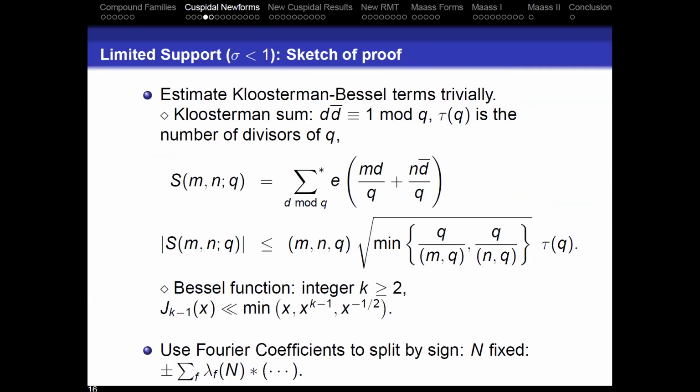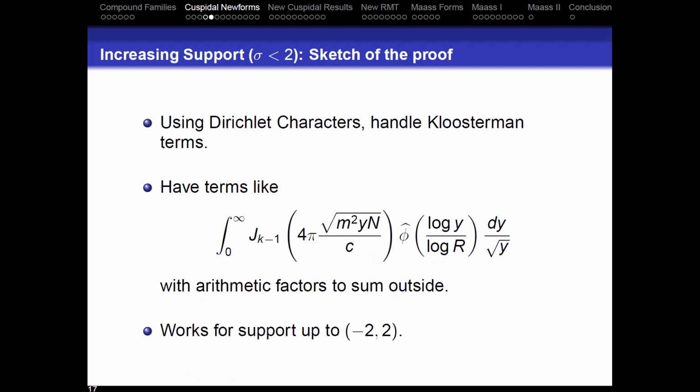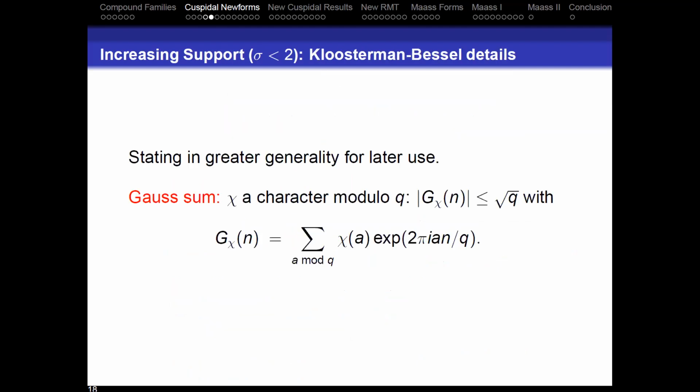If we assume that sigma is less than 1, here's what the Kloosterman sum is. We can trivially bound it. There are lots of different bounds on the Bessel function, and when we put all these together, everything works out. Then the question becomes, what if you want to do larger support? Well, if you have larger support, then you have more complicated terms. With a little bit of work, you can get up to -2 too. And then we want to try to increase the support.